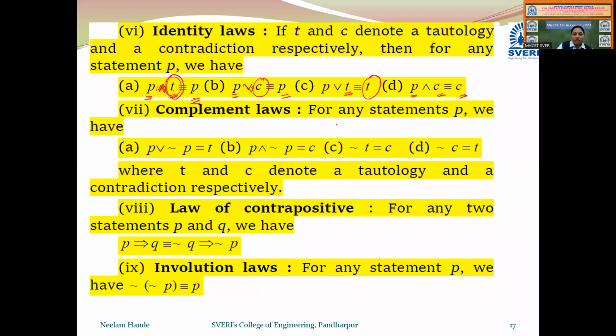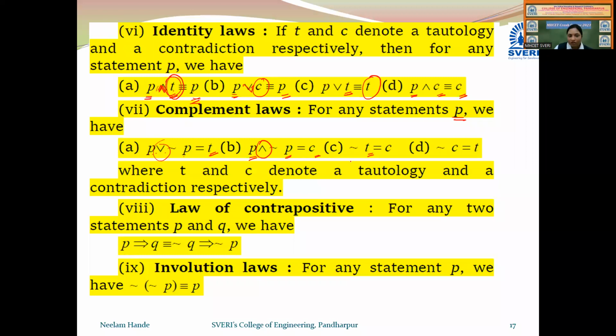Good. Note that. That is also important. Next comes the complement clause. For any statement P, we can write P or negation P. A statement or the negation of that statement is always a tautology. If a statement and its negation are joined by "and", then it is a contradiction.